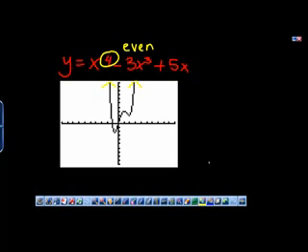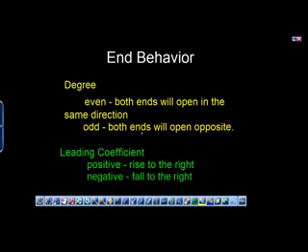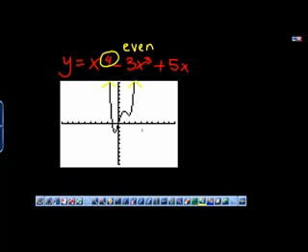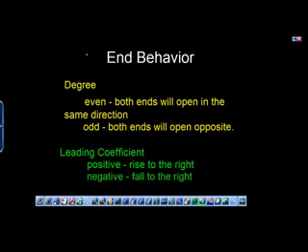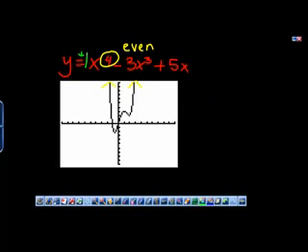The second thing we need to look at is the leading coefficient. Is it positive or negative? Our leading coefficient is here. It is 1. It is a positive 1. Going back here, positive means it rises to the right, and as we go in the direction of the right, our graph is rising.